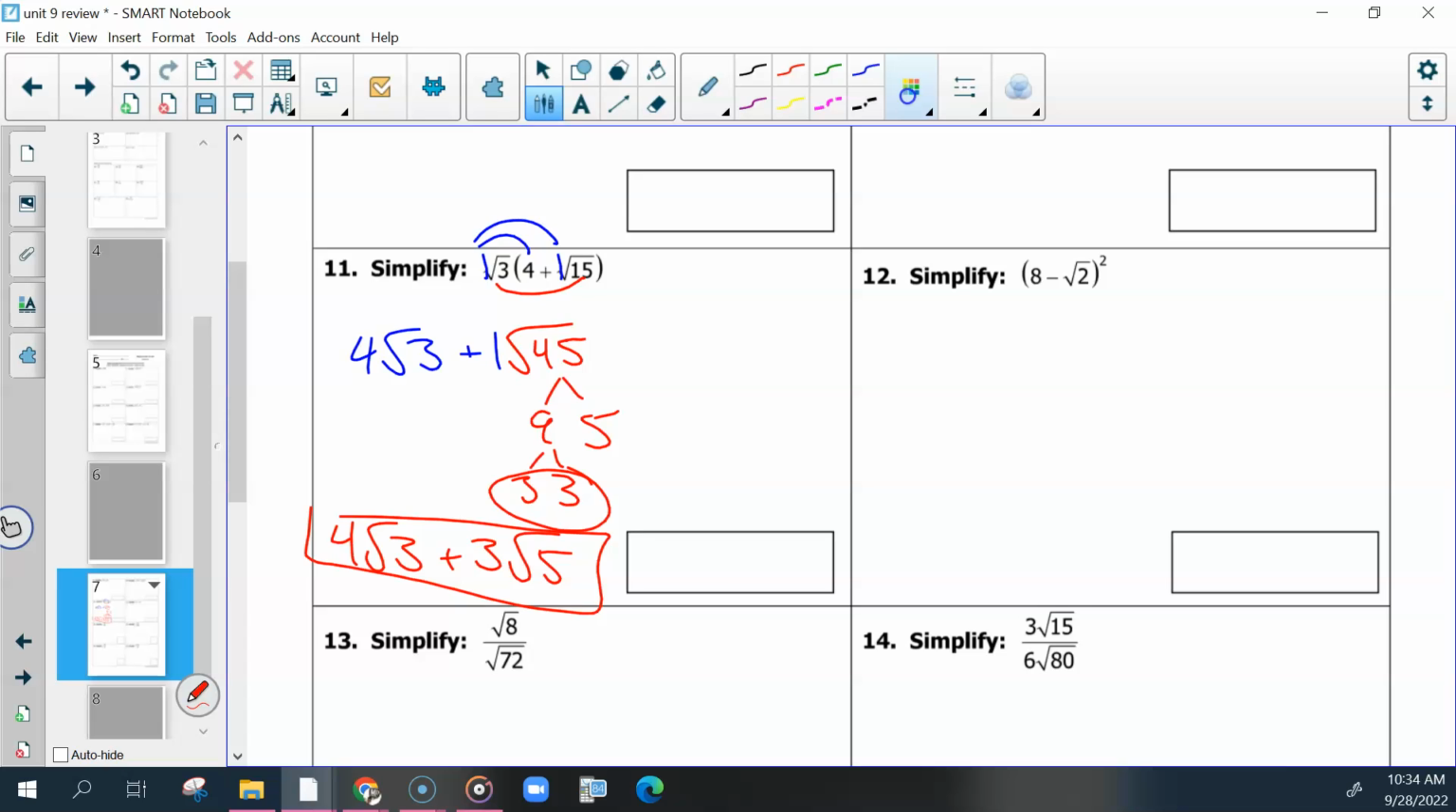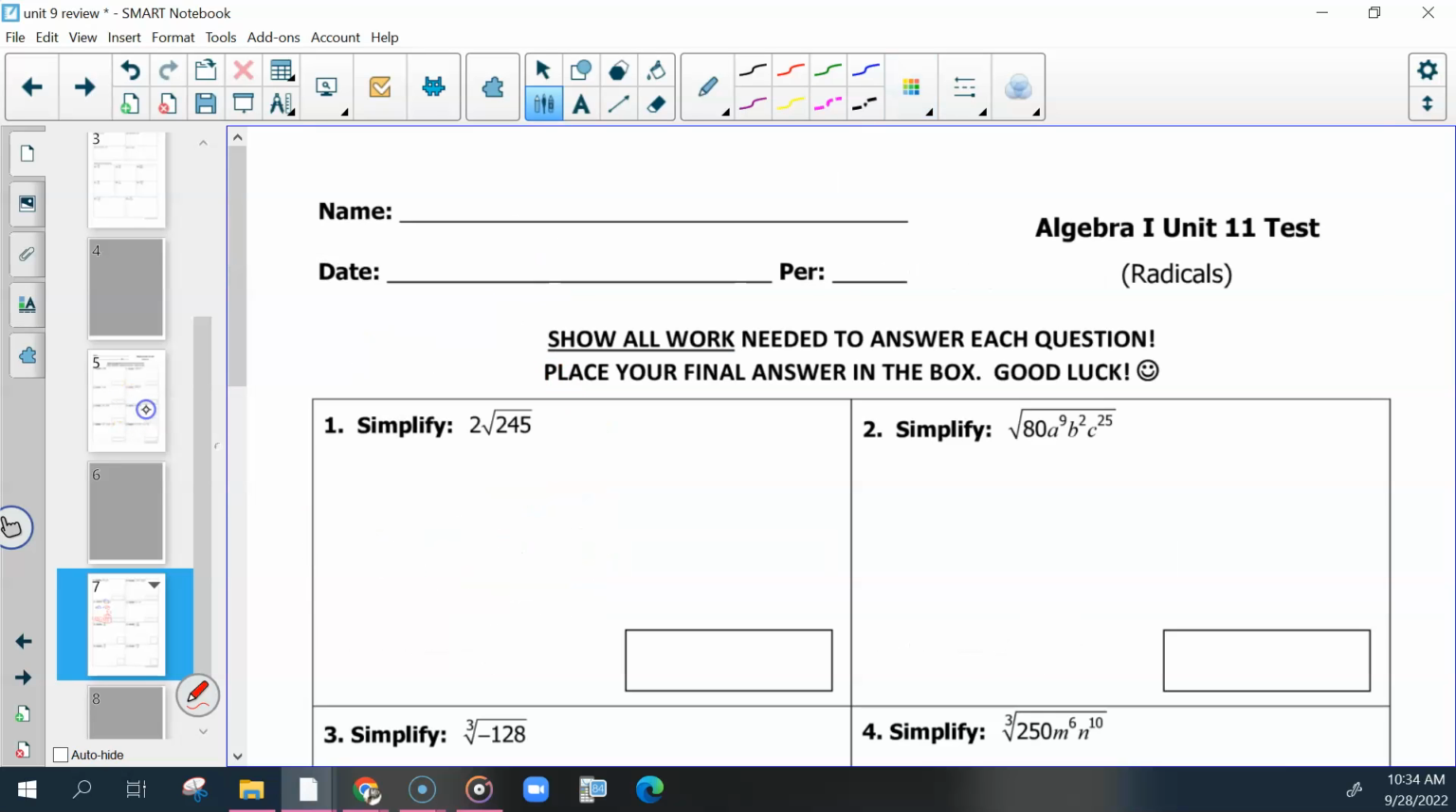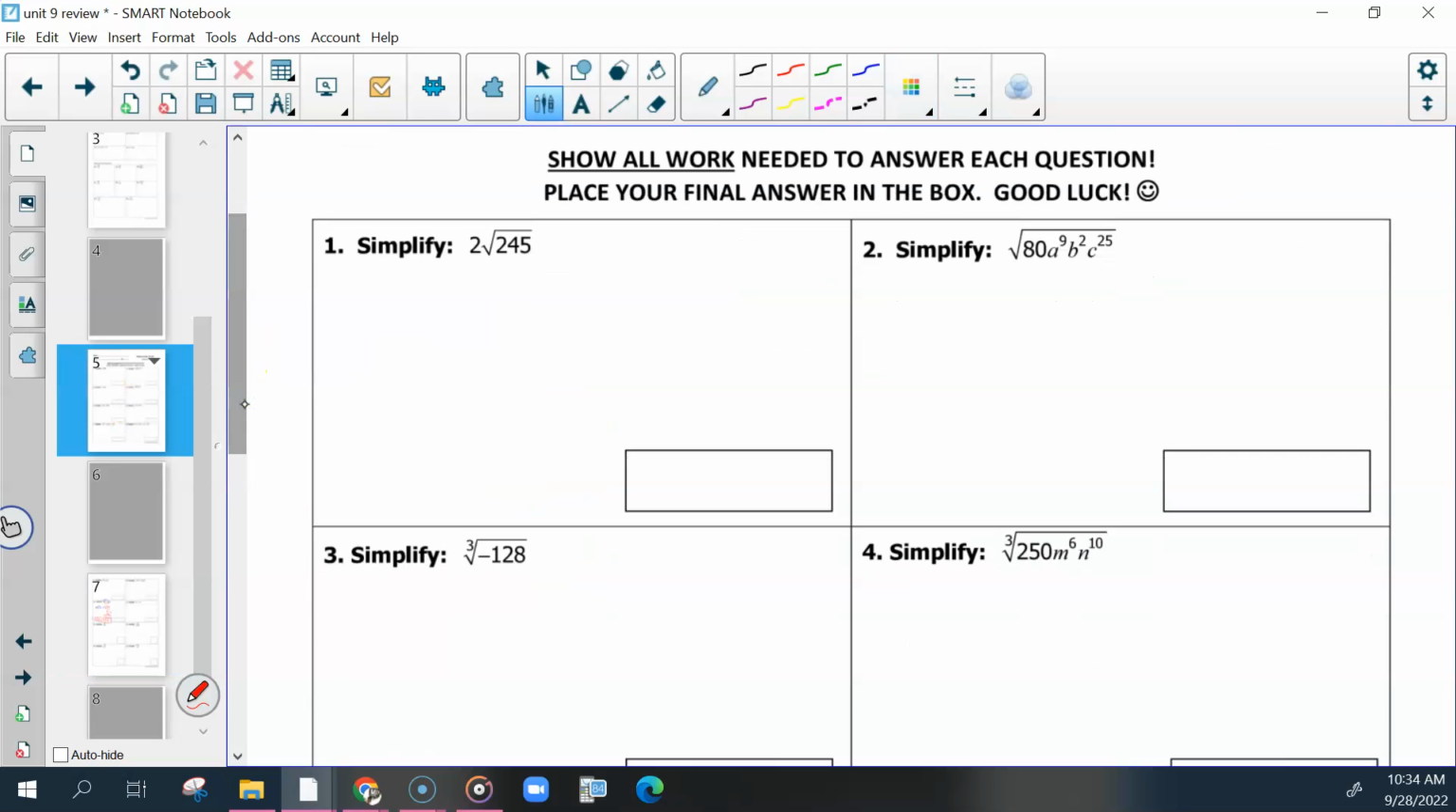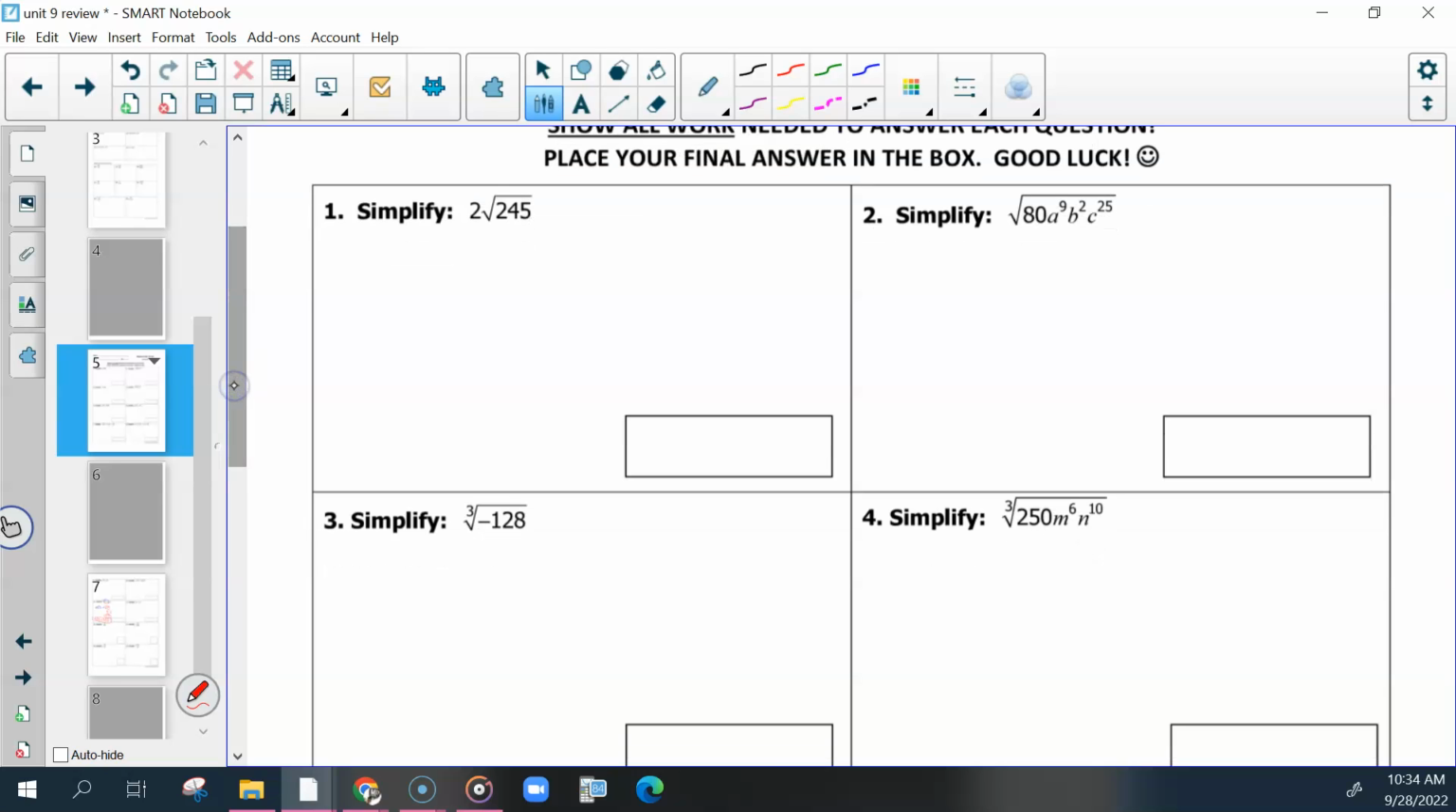Any other questions you want to see go over, Nature? This one. For number 2, we are simplifying. However you want to do that. So I'm going to do perfect squares. 16 is the highest perfect square.